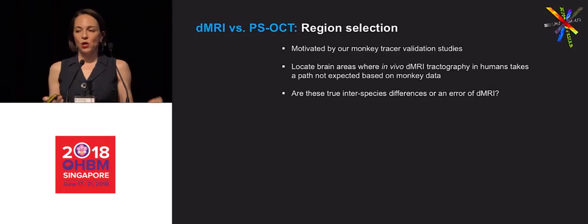As we cannot image the whole brain at the moment, we have to go after specific regions in the white matter, and we choose them motivated by our monkey tracer validation studies. In particular, we locate brain areas where in vivo diffusion tractography in humans tends to take paths that are not expected based on the monkey tracing data, and we have no way of knowing if these are true interspecies differences or errors in the diffusion data.